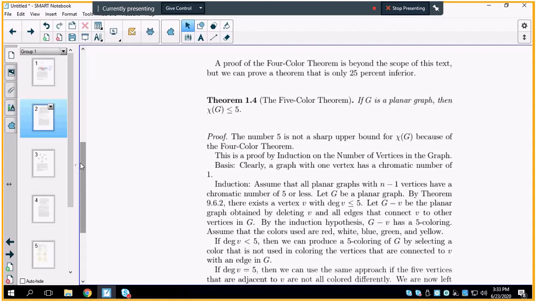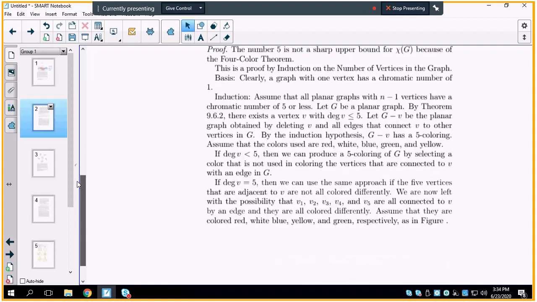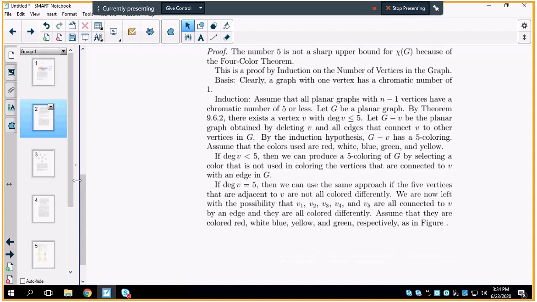But 5 is an upper bound, and that at least gives us something to work with, and this proof is understandable to students at our level. So I would encourage you to read through this proof. It's a proof by induction on the number of vertices. You should be able to understand what's going on. But I am going to skip over the proof for now because it's not required that you understand the proof or be able to recreate the proof. You should simply know the 4-color theorem and the 5-color theorem, that the chromatic number of a planar graph is less than or equal to 4.